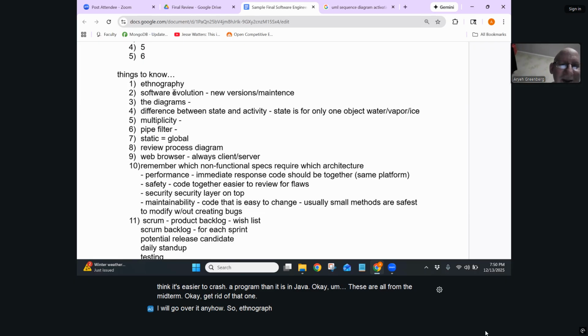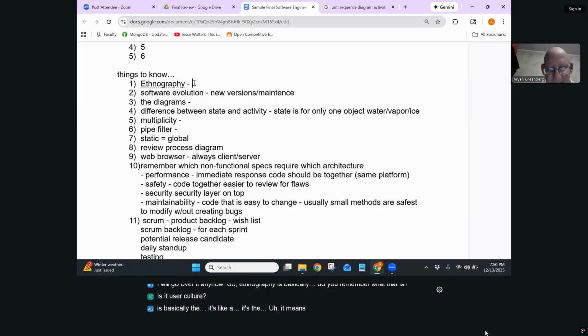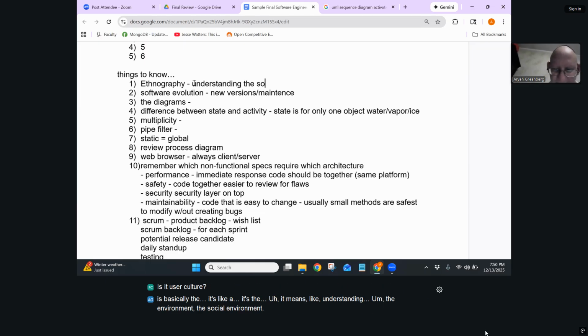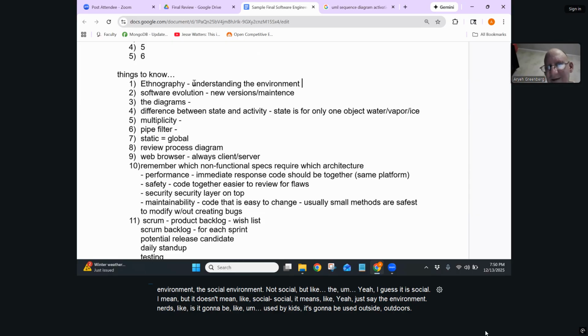So ethnography is basically, do you remember what that is? Is it user culture? It basically means understanding the environment, the social environment. Not social, but, yeah, I guess it is social. I mean, it doesn't mean social. Just say the environment. Is it going to be used by kids? Is it going to be used outside, outdoors? Stuff like that.